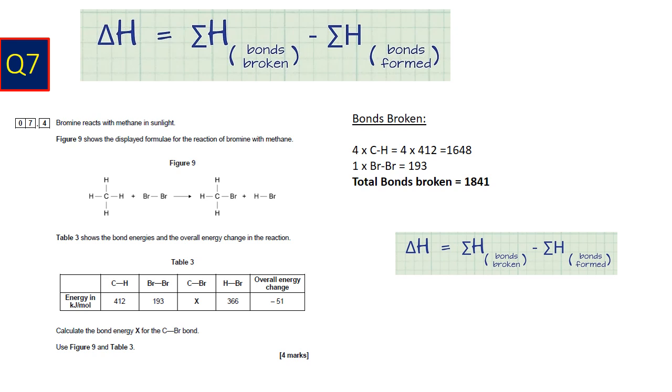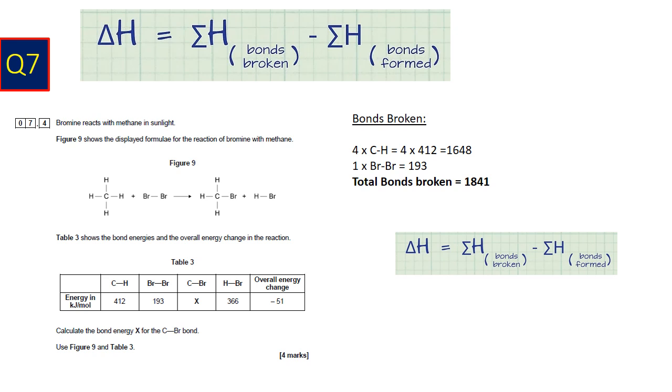So that means we've got 4 carbon-hydrogen bonds, and those straight lines on those diagrams represent a bond. So we do 4 times 412. We then have 1 bromine-bromine bond, so that's 193, and we add that together to get a total amount of energy for the bonds broken of 1841 kilojoules per mole.